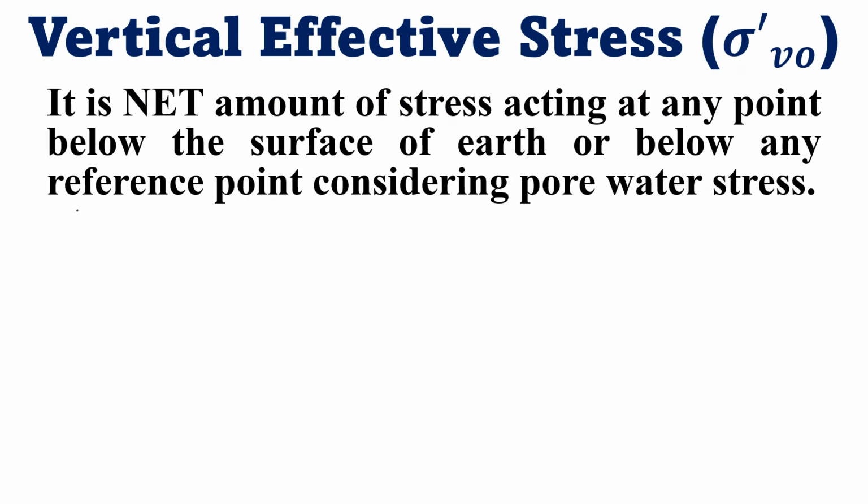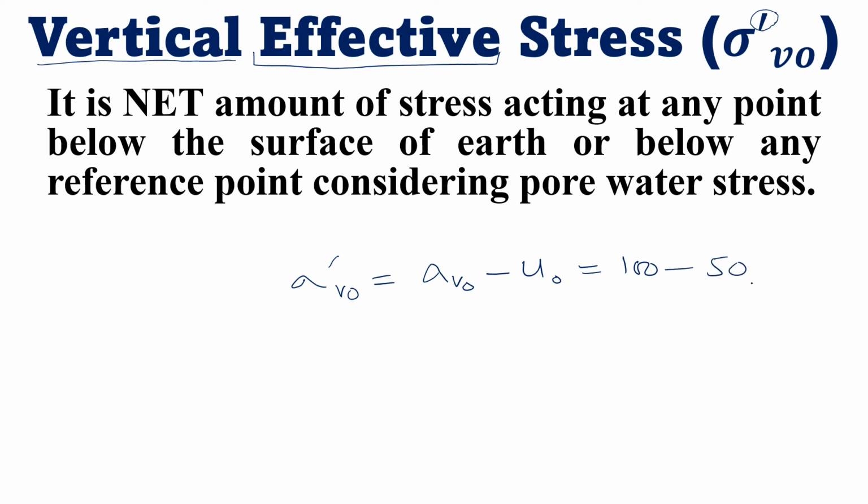So now the topic is vertical effective stress. First we studied the total vertical stress, but here we have used the word effective. So effective stress is denoted by sigma dash V naught, and total stress is sigma V naught. Effective stress will be equal to sigma V naught, which we calculated in examples 1 and 2, minus U naught, which we calculated in examples 3 and 4. So simply, if we have a total stress sigma V naught of 100, and U naught of 50, then effective stress will be equal to 50 kilopascals.